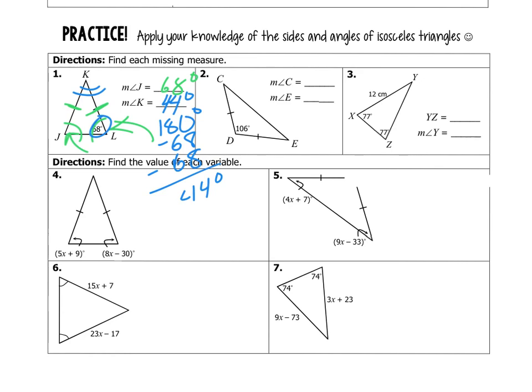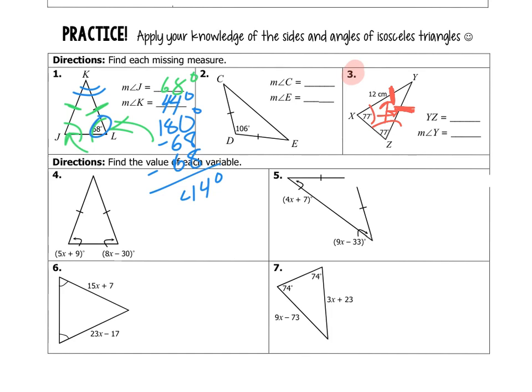Okay, let's take a look at question 3. I want to skip over here. Question 3. So I have two of the base angles are the same. So I know that the sides opposite those base angles are going to be congruent, hence my tick marks here. So I know this is isosceles for sure.